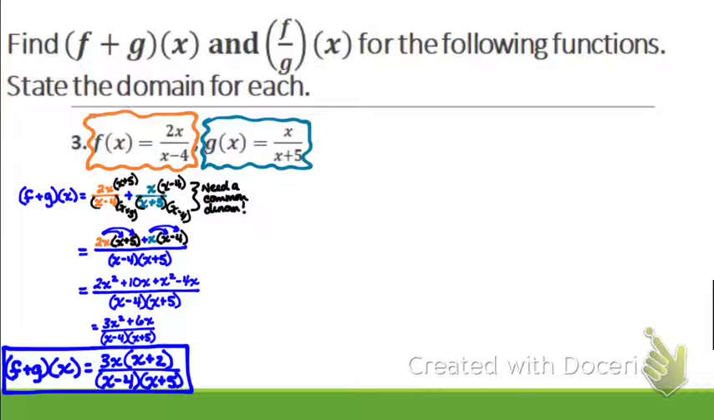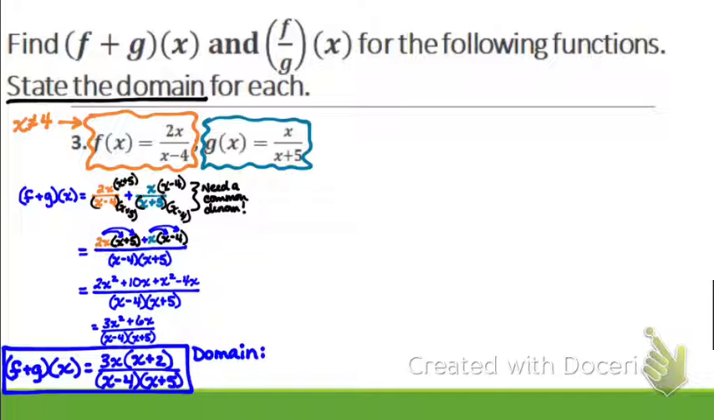And then it said for each of these, we are supposed to state the domain. If I'm going to write the domain after I have done a sum, just like we saw in the previous problem with the product, I have to make sure that it brings along any restrictions from those original functions. Do we have any domain restrictions on f of x? Yes. X cannot be equal to 4.